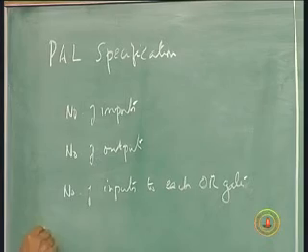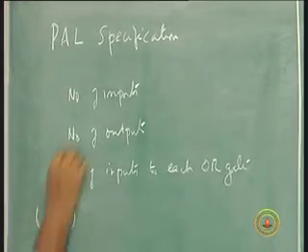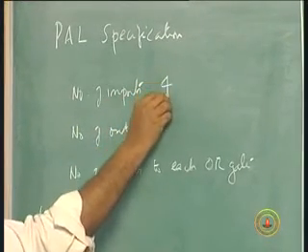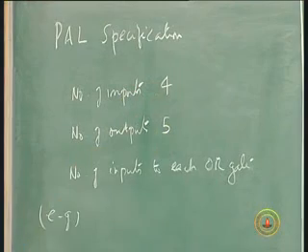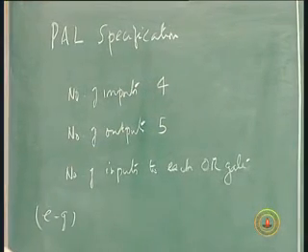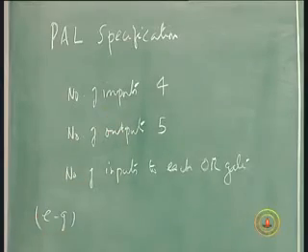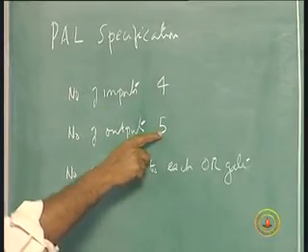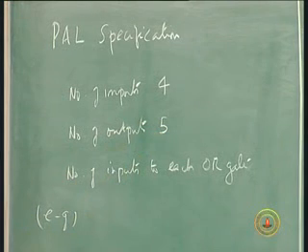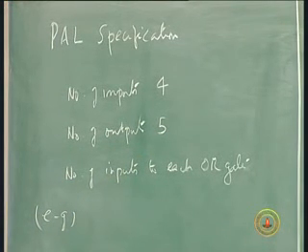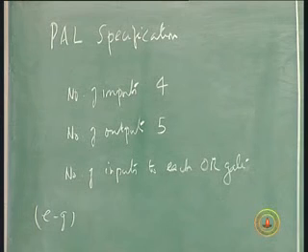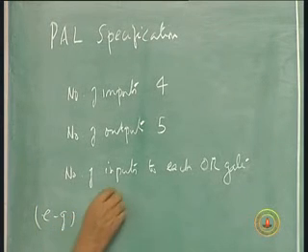As an example, if I have a number of inputs 4, number of outputs 5, I don't think that these are some arbitrary things. There are standard devices. Now, it is not enough if I say 4 and 5. I will have to say, for each of these 5 outputs, how many product terms can be connected to the OR gate which leads to each of those outputs. So I will have to say, in addition, the number of inputs to each OR gate.